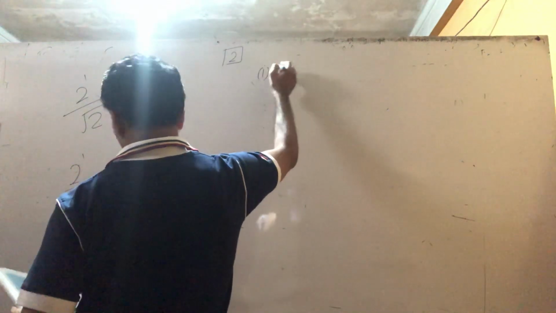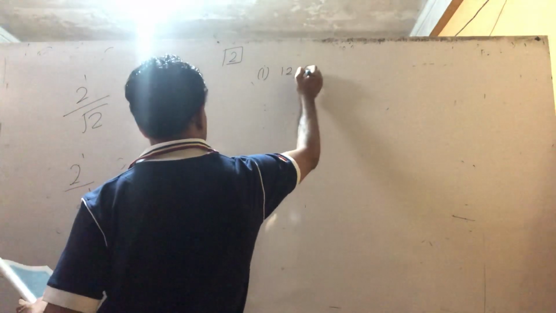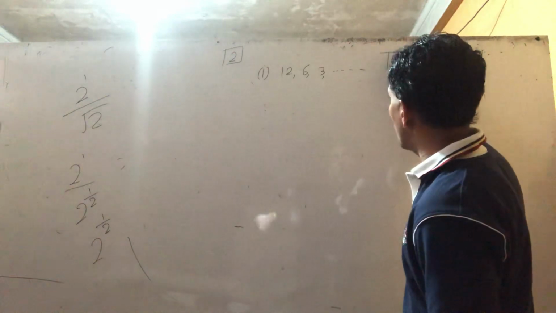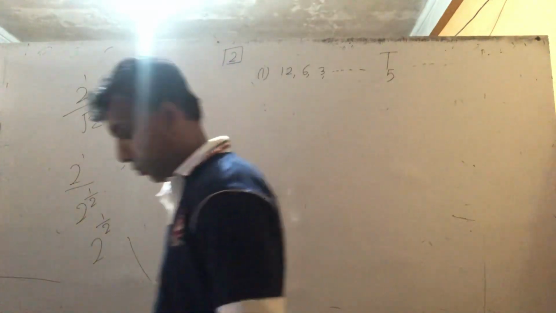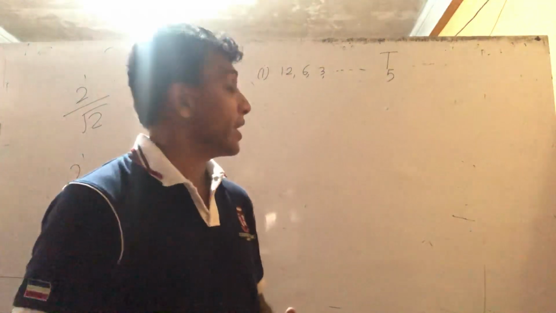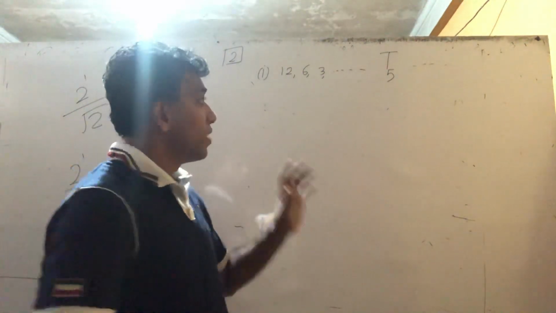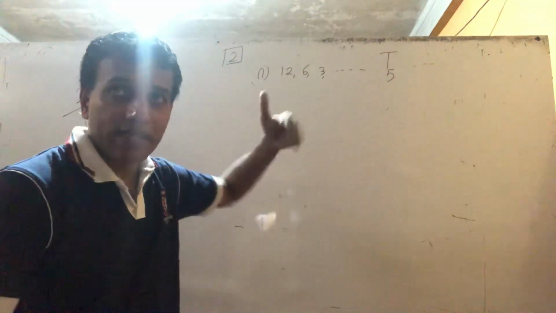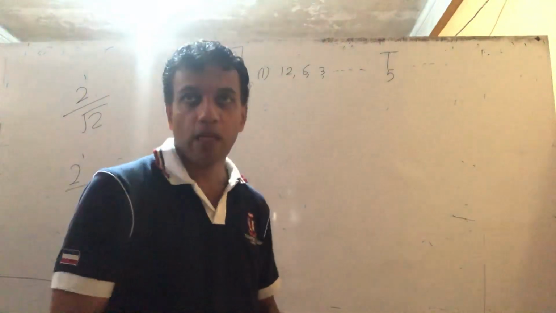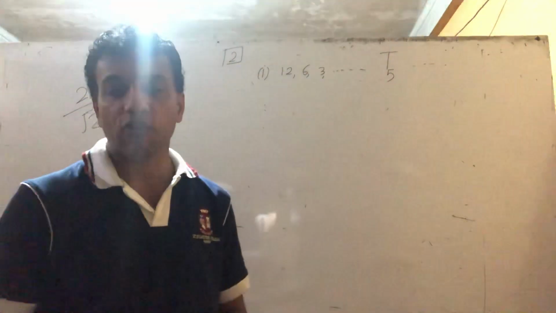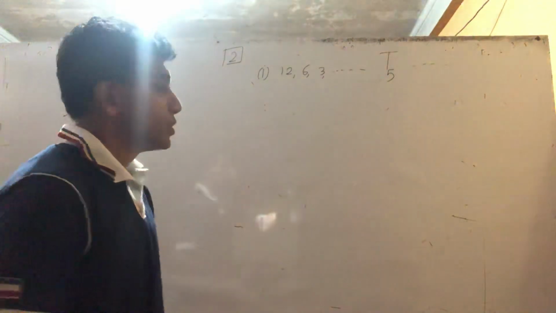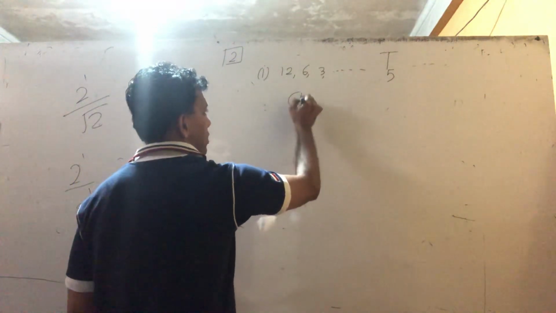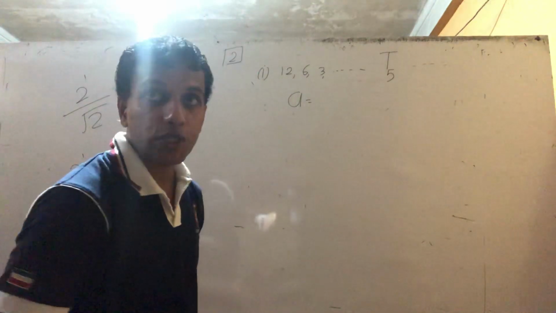Right, first one: 12, comma 6, comma 3, and so on. So the denoted term is T5. That means we find the fifth term of this series. What is the fifth term of this pattern? You can find how it is multiplied or divided and guess the answer. But we always use the formula and find the answer. So when you are answering a GP problem, first you write the first term, A equals 12.